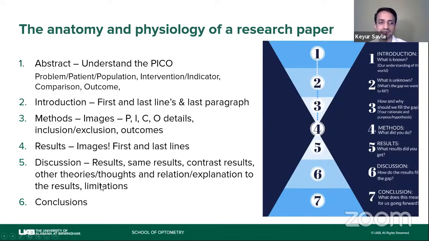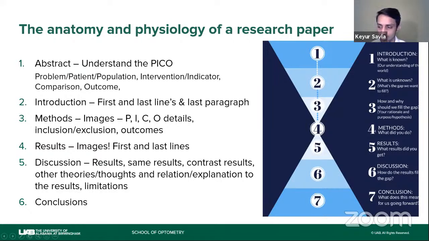And one of the last things they would do is limitations. And sometimes you have a separate conclusion, sometimes you don't. It could be a part of the discussion. So that is the anatomy and physiology of a research paper. And this you can use and in 5 minutes understand the whole research paper.